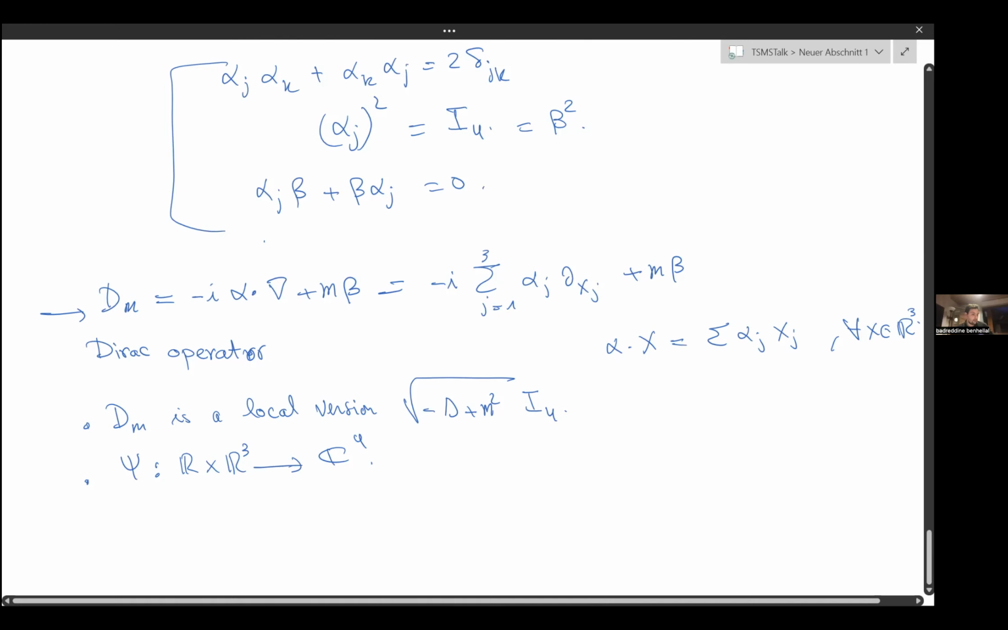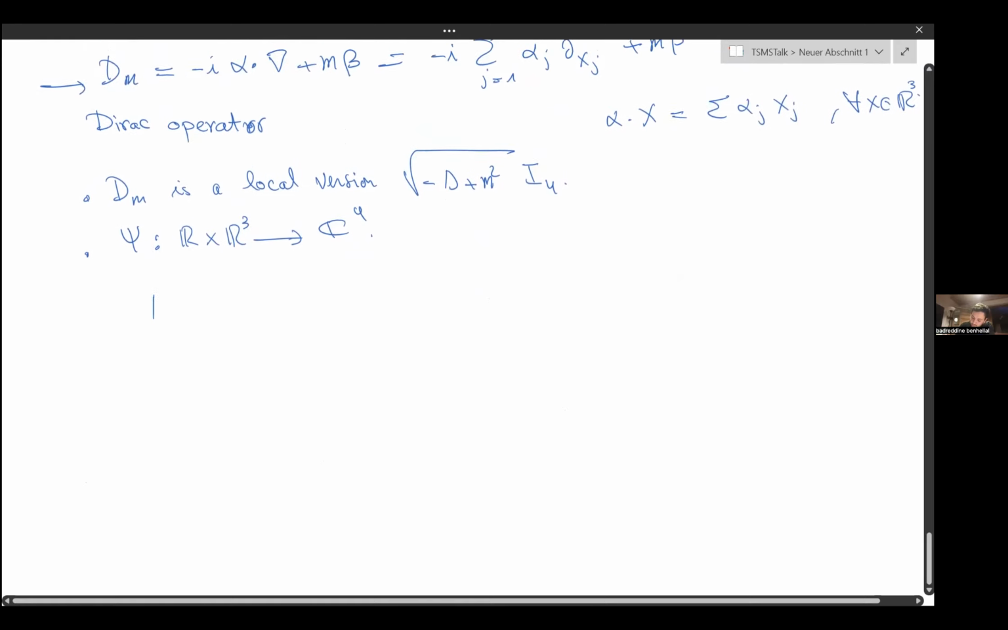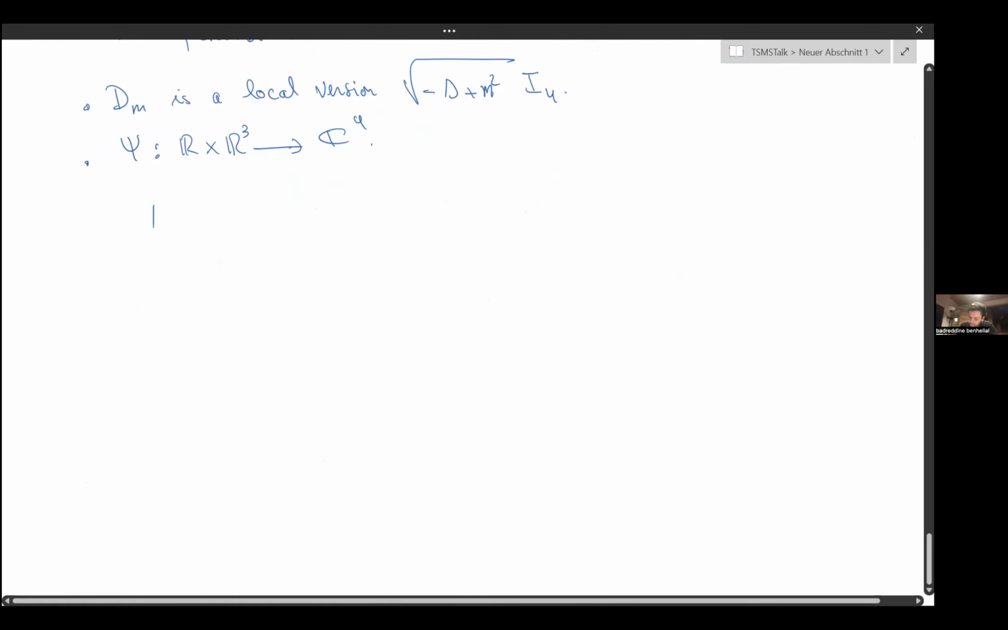So we can write this Dirac operator D_m in this matrix form. We will have here minus sigma dot grad, here the identity, minus m identity, and again here sigma dot.